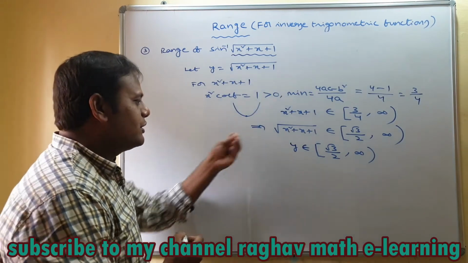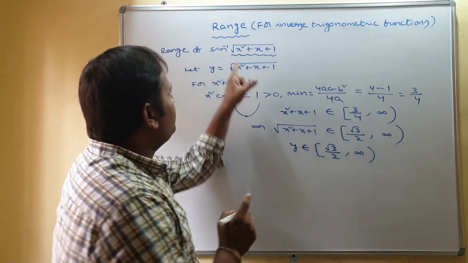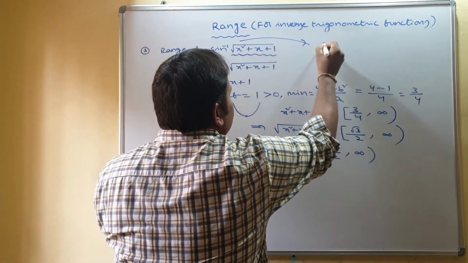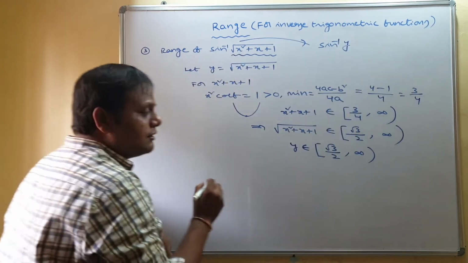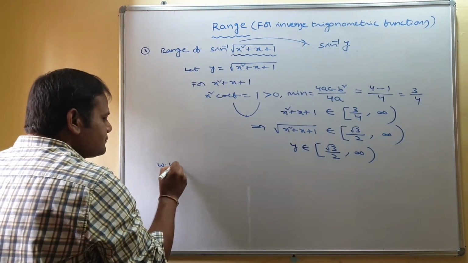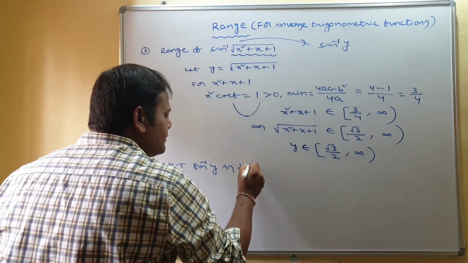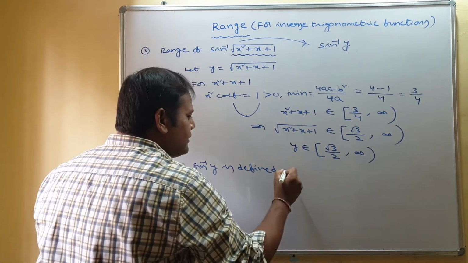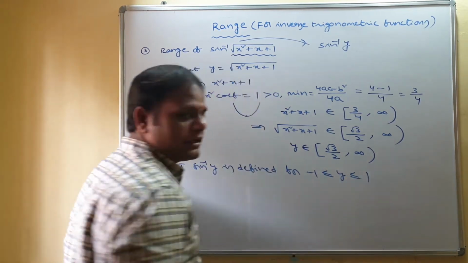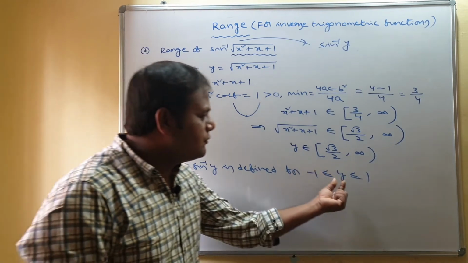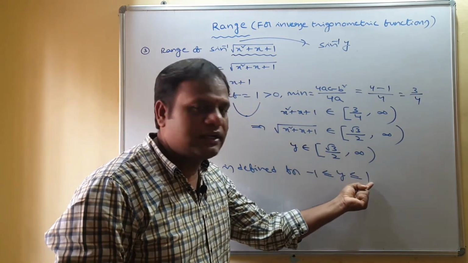Okay. Listen carefully. Here y values belong to this. But what is the given function? Sine inverse. I have taken this as y. So sine inverse y. So we know that sine inverse y is defined when minus 1 less than or equal to y less than or equal to 1. So y must be between minus 1 and 1. So y must be less than or equal to 1.